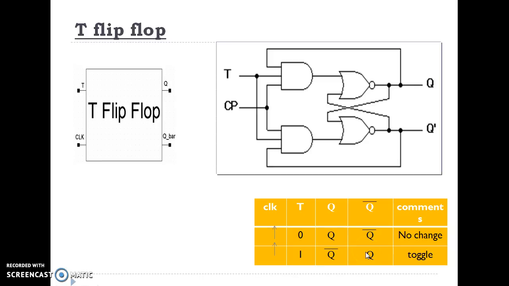Again, here we have learned about the SR flip-flop. In it, S and R stand for set and reset inputs. And in the JK flip-flop, J and K stand for Jack and Kilby.